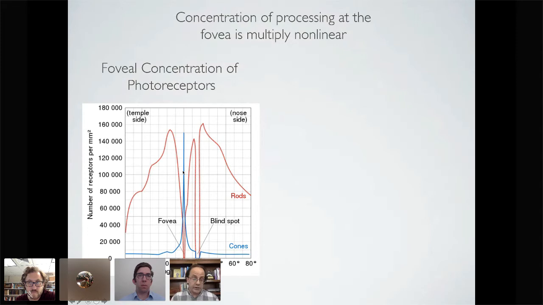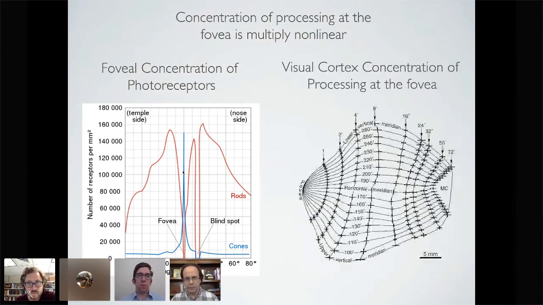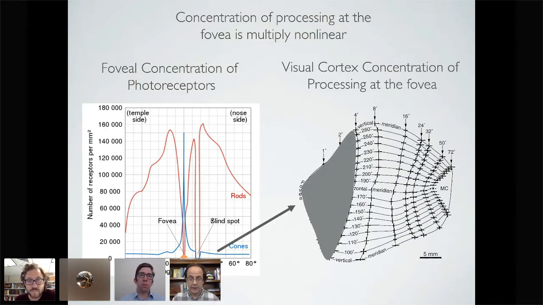And in addition to this dense concentration in the retina, there's also a concentration of processing in the visual cortex. This is a stretched out map of visual cortex showing you 1 degree, 2 degrees, 4, 8, 16, and you can see this logarithmic drop off in surface area as you move away from the fovea. What this means is that the central 4 degrees of the visual field, the fovea, is processed by approximately a quarter of the visual cortex.